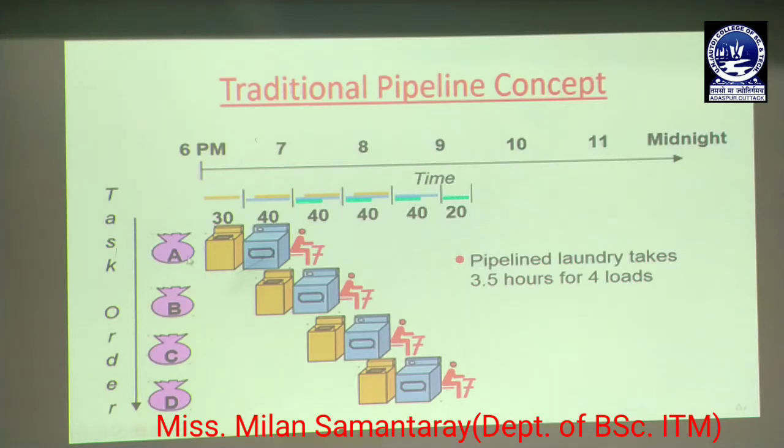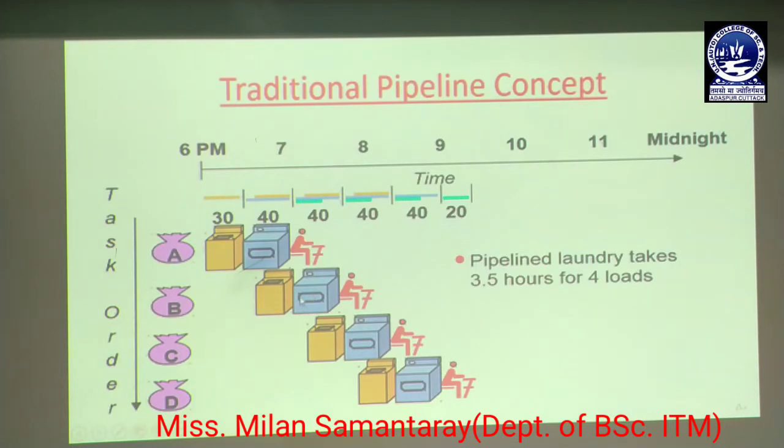Here you can see the task order is also the same: first it goes for A, then B, then C, then D. When A's clothes are in the washing phase, they then go for drying. When the clothes of A are in the drying phase, B's clothes can enter the washing phase, and when B's clothes are in the drying phase, C's clothes can enter the washing phase. That means the stages are not dependent on each other. It is not a single person doing both the washing and the drying operation.